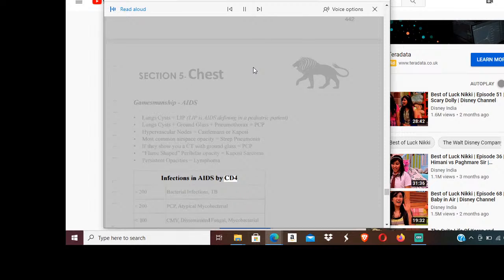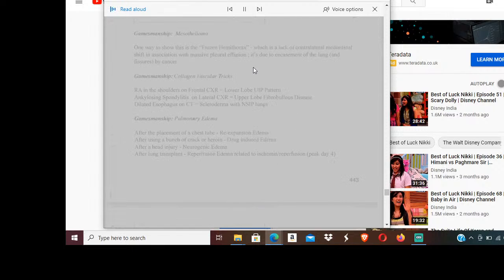Infections in AIDS by CD4 count. Under 200: bacterial infections, TB, PCP, atypical mycobacterial. Under 100: CMV, disseminated lung, atypical mycobacterial.